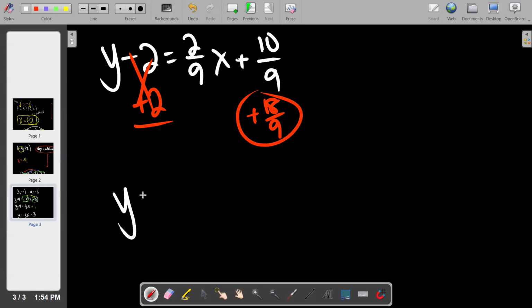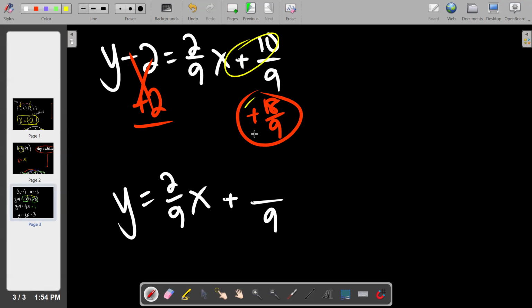So we get Y equals 2/9 of X. And then your bottom is going to be 9. Then it becomes 10 plus 18, done. Gavin, you have a question?